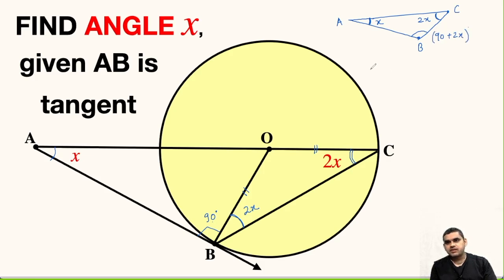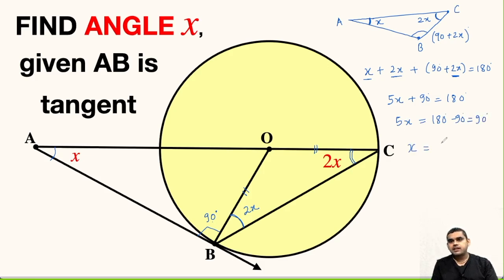Using the angle sum property of a triangle, we can write x plus 2x plus 90 plus 2x equals 180 degrees. x plus 2x plus 2x will give us 5x plus 90 degrees equals 180 degrees. So 5x will be equal to 180 minus 90, that is 90 degrees. x will be 90 upon 5, which will give us 18. So the value of x is 18 degrees.